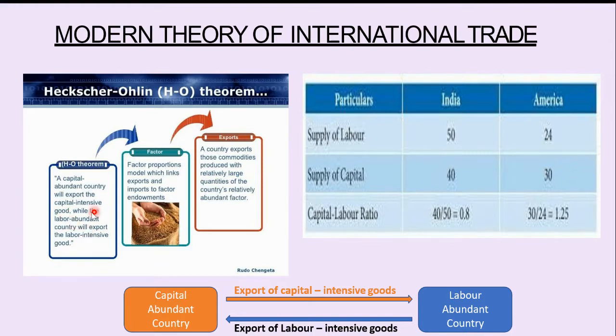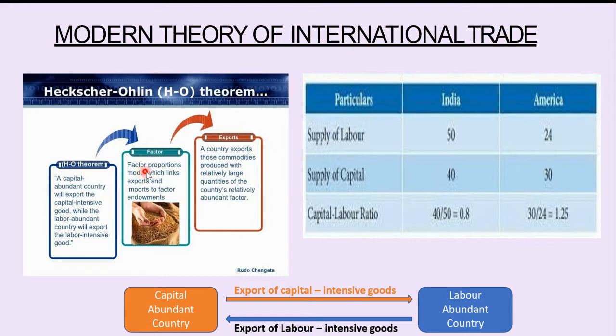Those goods are called capital intensive. So a country which has an abundance of capital can export the capital intensive goods, while the country which has an abundance of labor can export labor intensive goods. This is the first thing that you have to remember. A capital abundant country will export the capital intensive good, while the labor abundant country will export the labor intensive good. Next one, factor proportions model, which links export and import to factor endowments.